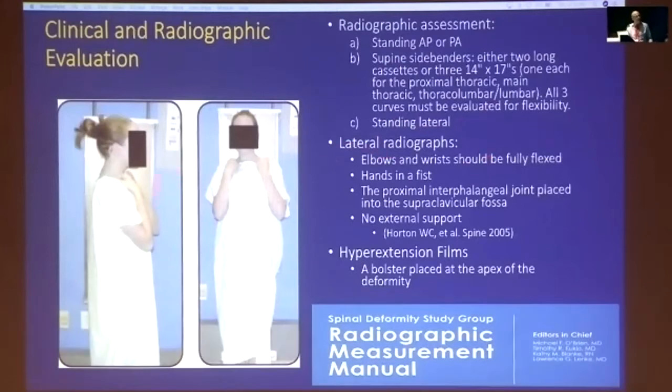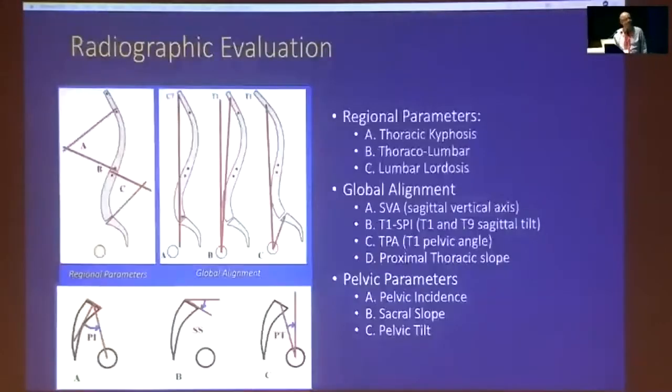The important bit with lateral radiographs is that the elbow and wrist should be fully flexed and hands in a fist, and the proximal interphalangeal joint all the way into the supraclavicular fossa. So it's important. No external support should be applied at that time. Hyperextension films could be taken when you want to see how much of a deformity would reduce. Okay, we have just done this and we will revise this.